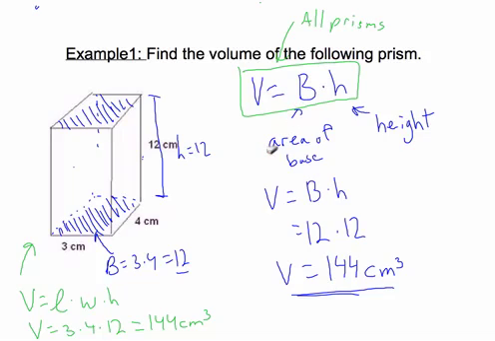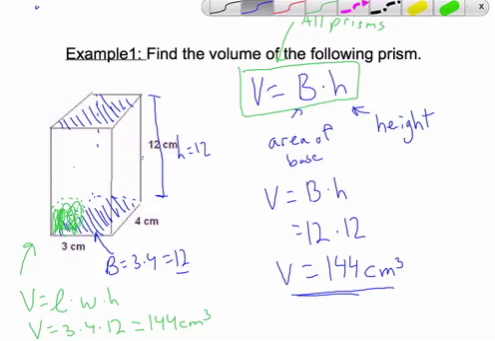So the volume is 144 cubic centimeters. Basically what that means is you could fit 144 1 by 1 by 1 cubes inside this block here. So it's like how much space the whole thing is occupying. You can fit 144 of them in there. Okay, we're going to go on to another prism.